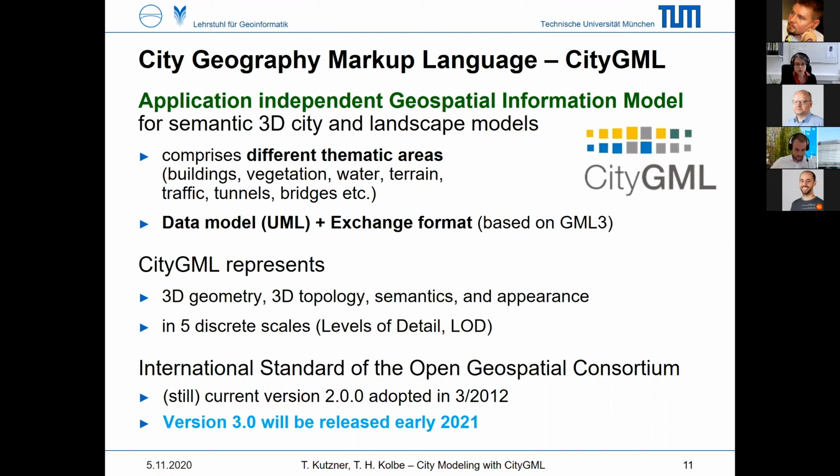So the current version is CityGML 2. And since a few years we work on the new version 3.0, which should be released early 2021. So currently the new version is going in a review within the OGC, and then there will also be a public commenting phase, and then early 2021 should be ready to be published.